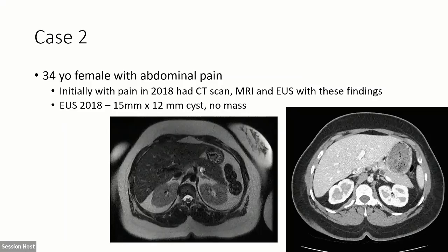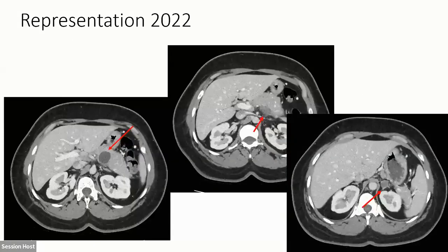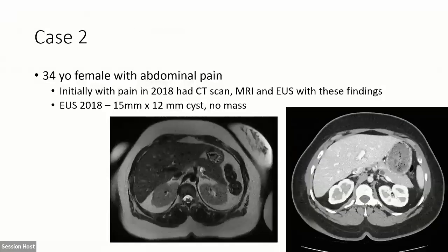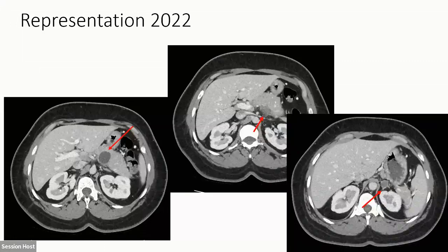So initially she had a scan back in 2018 and had this little small cyst out here in the tail of the pancreas. I never met her at that time, which is honestly kind of unusual because I feel like they send all this to us. But she had an EUS done in 2018, a 15 millimeter by 12 millimeter cyst, no mass, not sure if they biopsied it. So now in 2022, this is what she had.